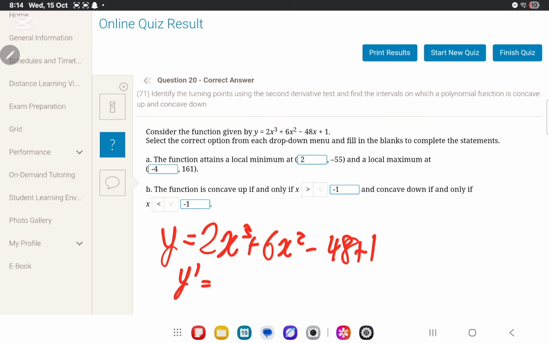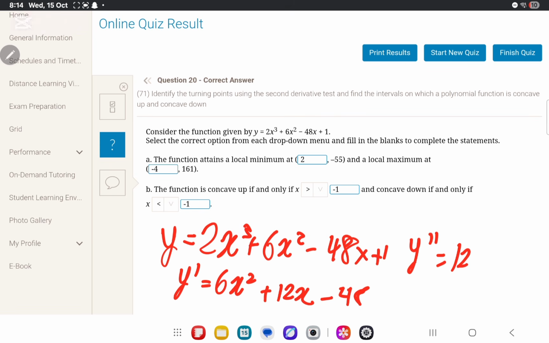So y prime is what? 6x squared plus 12x minus 48. Then y double prime is equal to 12x plus 12, right? So now two things. First of all, you're going to use y prime and set this equal to 0. I'm not going to solve it by hand. I'm going to use mode 5 3 6: x squared plus 2x minus 8. So you're going to get, did I do this right?